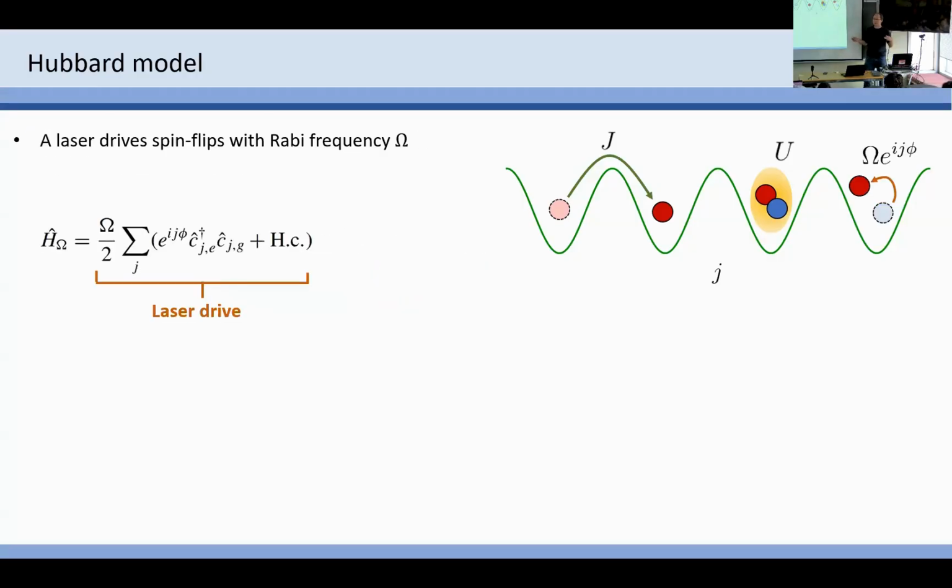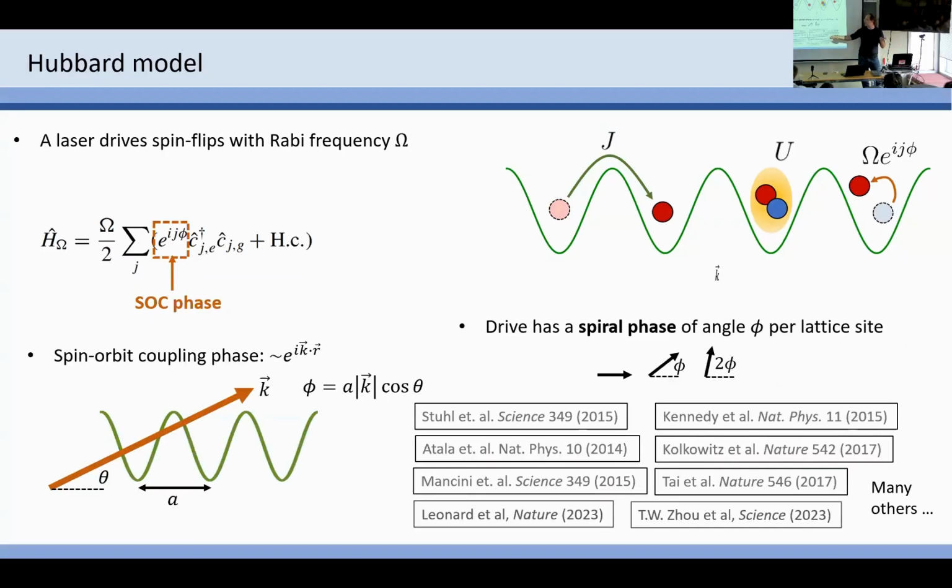Now, finally, I have a laser that I use to create Ramsey superpositions. And this is basically just a Rabi drive on every lattice site with some Rabi frequency omega driving spin flips. This is hitting every single lattice site. And as I said before, we've got this spin-orbit phase, which I'm going to write as e to the i j phi, where j is the site index, and phi is the spin-orbit phase per lattice site, which you can tune by controlling either the wave vector of the laser or the angle it forms.